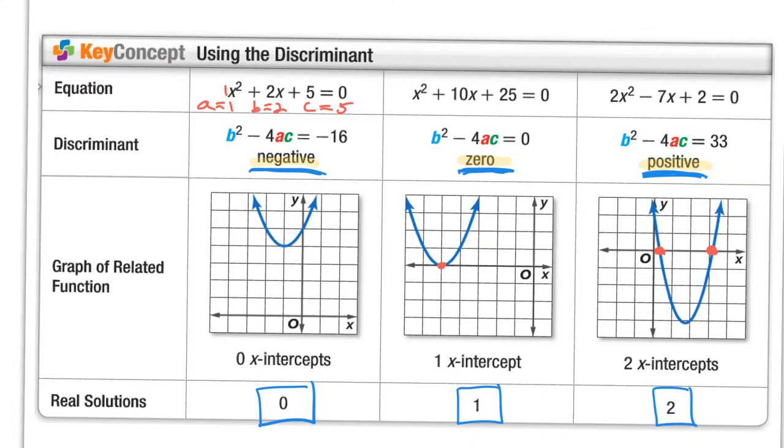Now for the picture, when you have a negative discriminant, the graph is not going to touch the x-axis. When the discriminant is 0, the graph touches only 1 point on the x-axis. And when the discriminant is positive, the graph touches the x-axis at 2 different points.